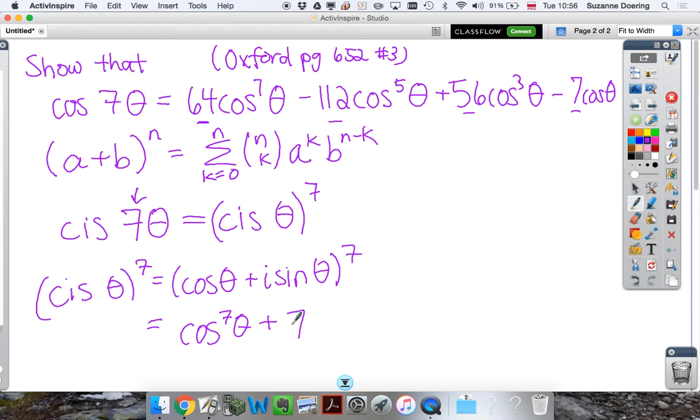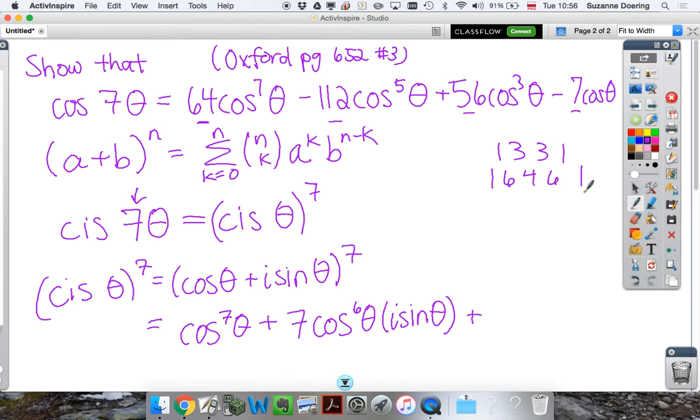Then we're going to take 7 choose 1, that's 7, cosine to the 6th, and now we have a power of i. And we'll continue down our coefficients here. Give myself Pascal's triangle to help us out. Or if it were calculator paper, you could use that, or the formula to calculate the coefficients.